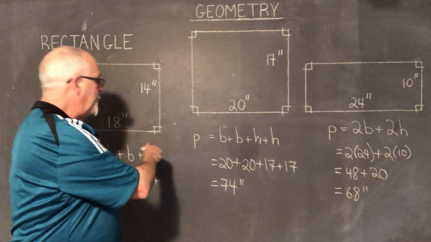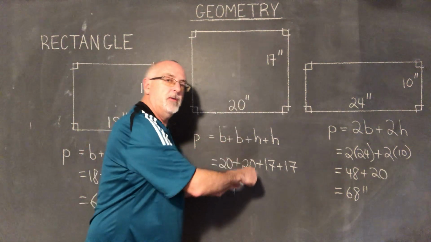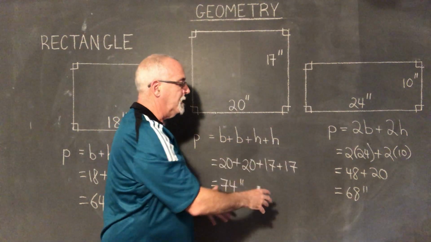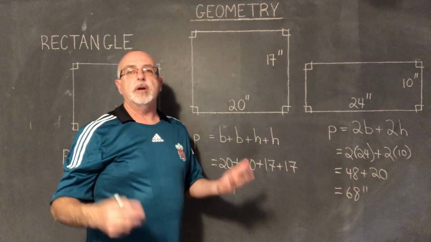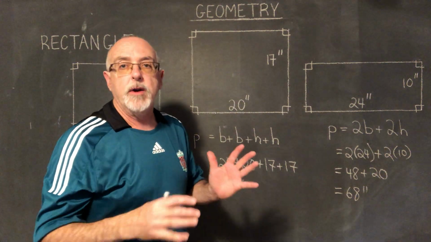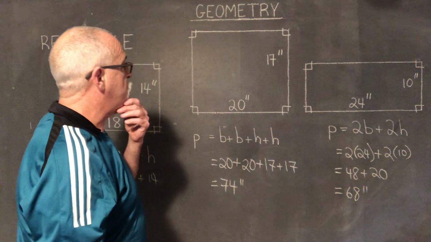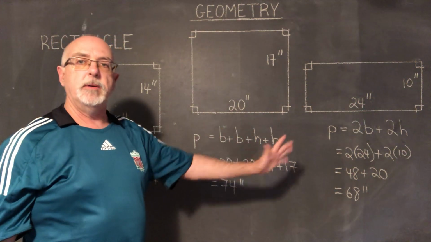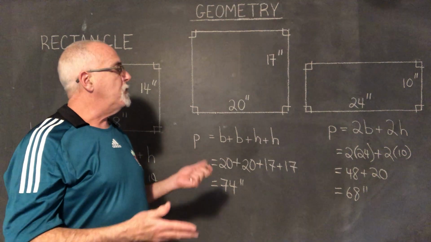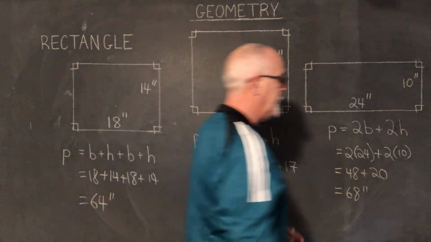So no matter how you like to put together the formula, no matter how you like to do the calculation, if you can get the total length around the outside edge of the object, then you have the perimeter and you are doing it right. That's pretty good. Okay, but I'm going to erase the perimeter calculations now because I also want to show how we find the area of the rectangle.